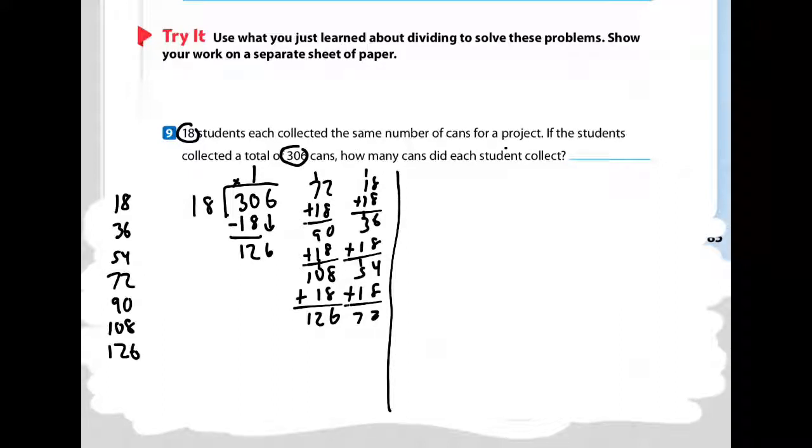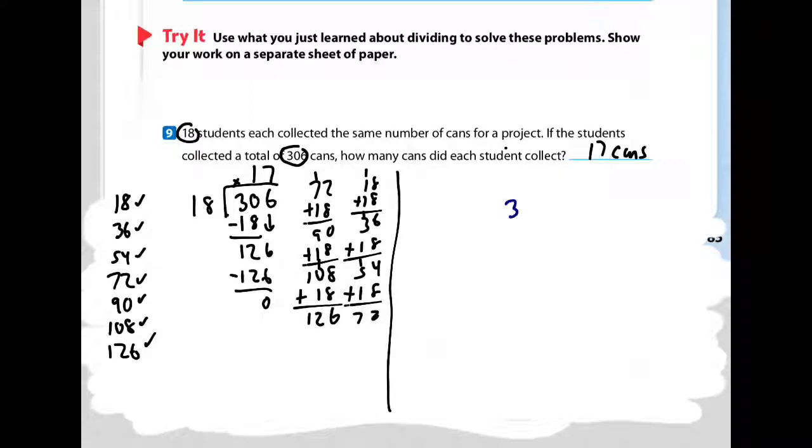So now 18 goes into 126 1, 2, 3, 4, 5, 6, 7 times, which is 126. Subtract 0. So how many cans did each student collect? The answer is 17 cans. Now, what I want you to do, if you did the traditional division algorithm, I want you to make sure if you made any mistakes, you fix them. And notice how I did my counting by 18 list by adding 18 each time. That's one method. I like to have the list of numbers here because I can use them. Now, I'm going to use that same list as I do partial quotients. So be ready. If you didn't do partial quotients, get ready to do it with me.